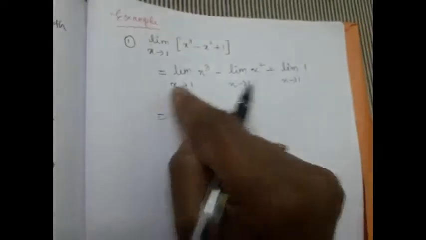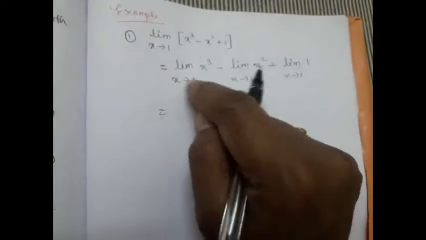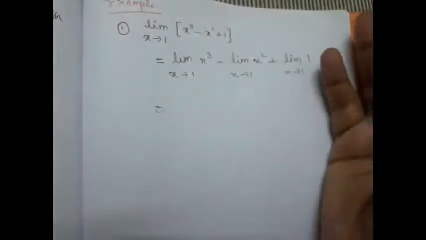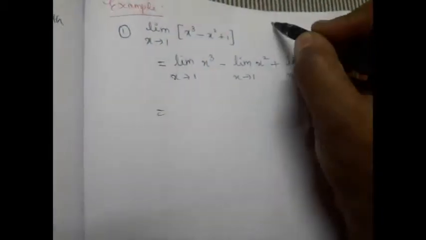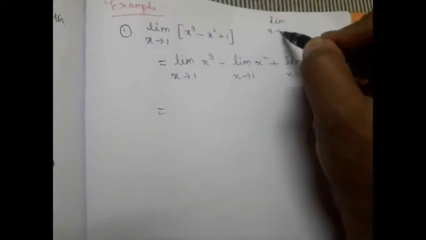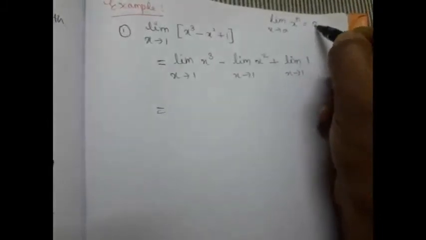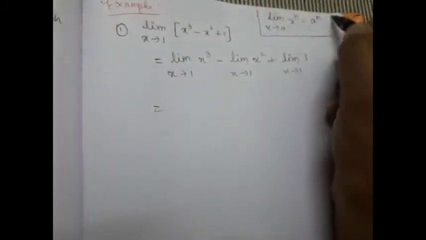We know that if x tends to a, the limit of x to the power n will tend to a to the power n. We have seen this, right? Limit x tends to a of x power n is equal to a power n. This result we have just seen.